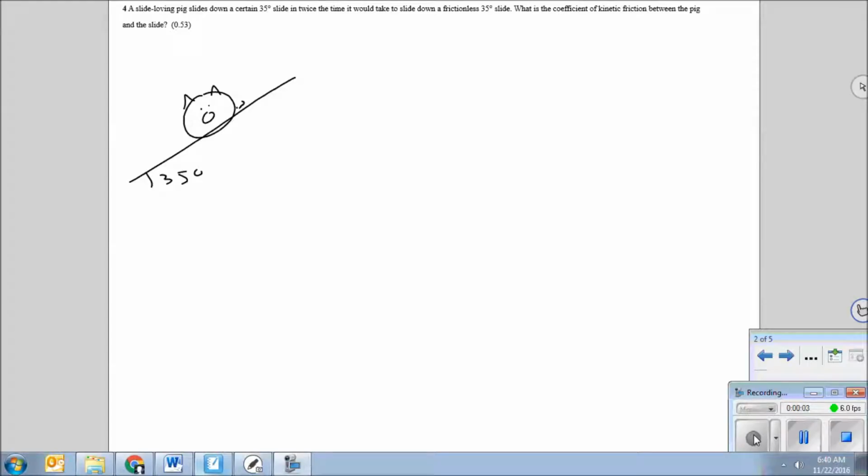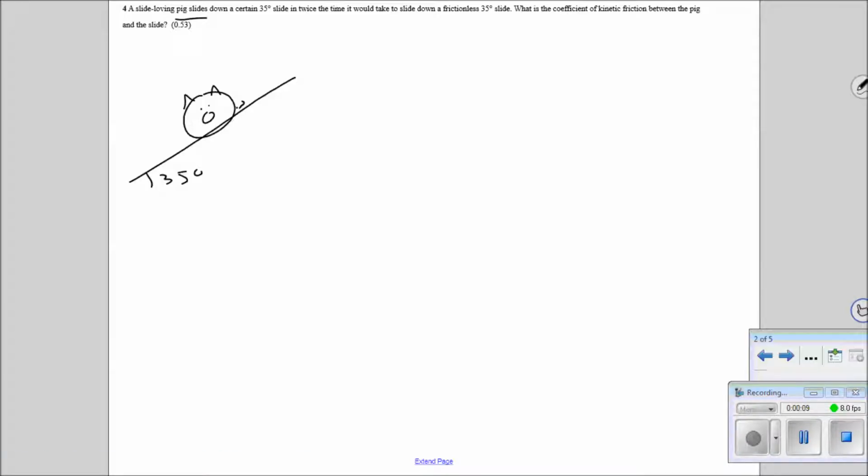All right, this is problem number 4 from chapter 6 of the Halliday and Resnick book. We've got this pig that's going down a slide. It tells us the slide is inclined at 35 degrees. And it tells us that the time to go down the slide with friction is exactly twice the time that it would take the pig to go down the slide if there was no friction, right? Okay. And so it wants to know the coefficient of kinetic friction between the pig and the slide. So we're looking for mu k.